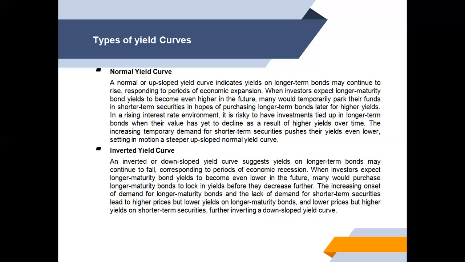The increasing demand for longer maturity bonds and the lack of demand for short-term securities leads to higher prices but lower yields on longer maturity bonds, and lower prices but higher yields on short-term securities, further inverting a down-sloped yield curve.